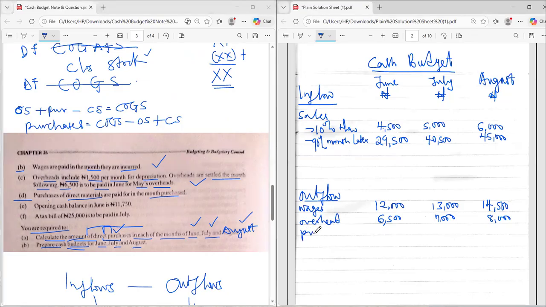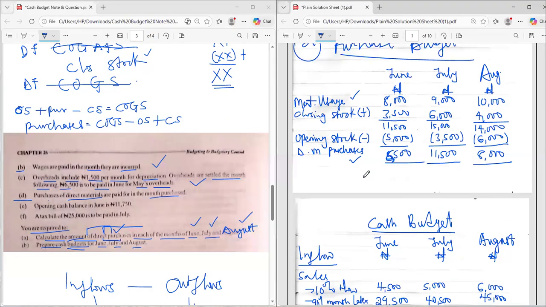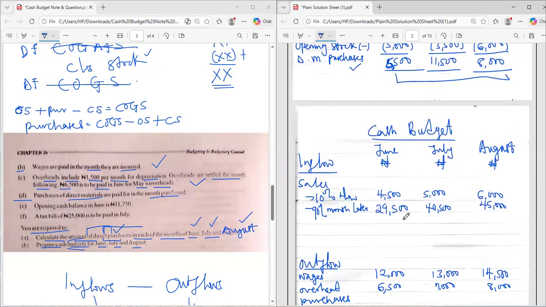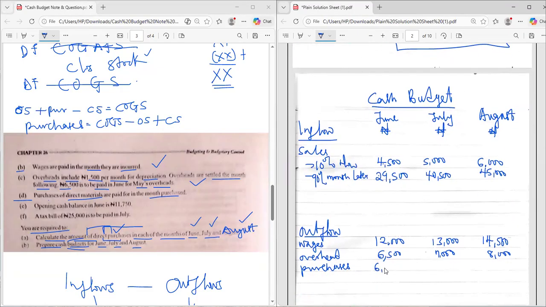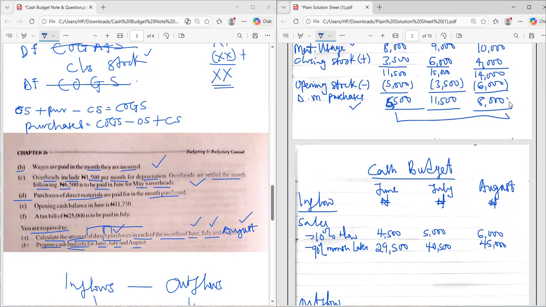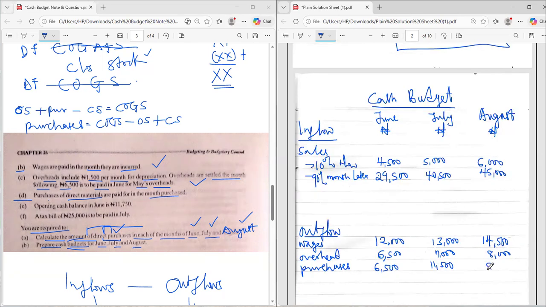I know purchase is an outflow. We have done it before. Oh yeah, just copy. 6,500. Next one is what? 11,500, I mean. So you see, we have completed our purchase budget, and that's what we are picking a figure from. Next one is 8,000. That makes sense. Okay, so we are done with purchases.